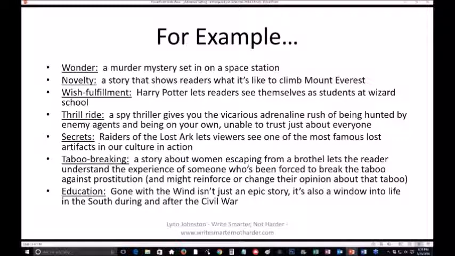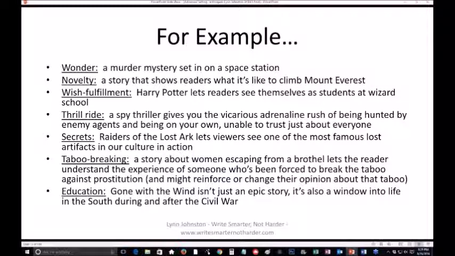Wish fulfillment. Harry Potter lets you imagine that you are a wizard at wizard school. You can't be that in reality. The only way you can be it is if you read a really good book that takes you there. A thrill ride. If you're reading a spy thriller, it gives you the vicarious adrenaline rush of being hunted by enemy agents and being on your own and not being able to trust anyone, and like indulging in a little paranoia just for fun.